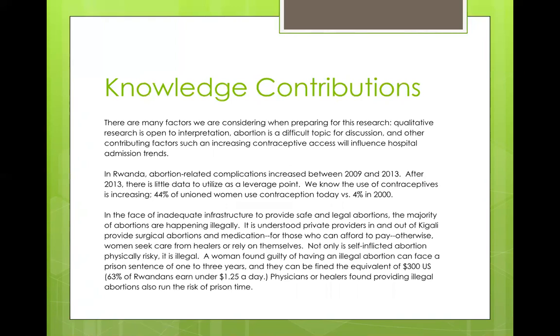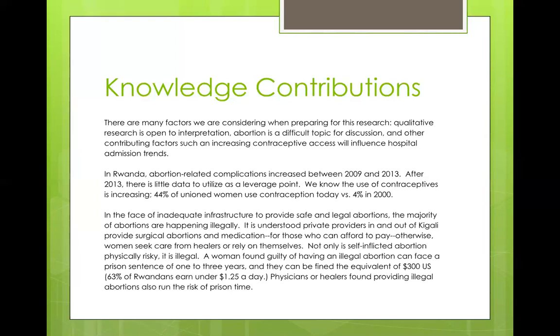So there are a few things we were weighing alongside this research. We know that qualitative data is open to interpretation. We know that abortion is a difficult topic to discuss, and that there are other underlying factors. So decreased numbers of abortions happening in the country is not necessarily indicative of a higher usage of illegal, safer abortion options. It can have to do with a jump in contraceptive access, with the dissemination of information, and with access to travel means to other countries.